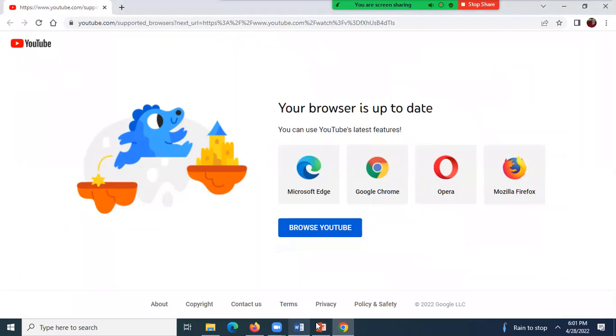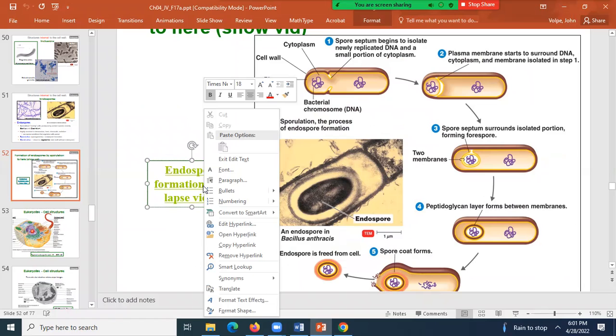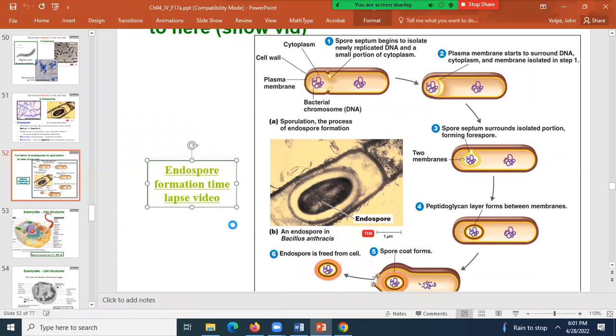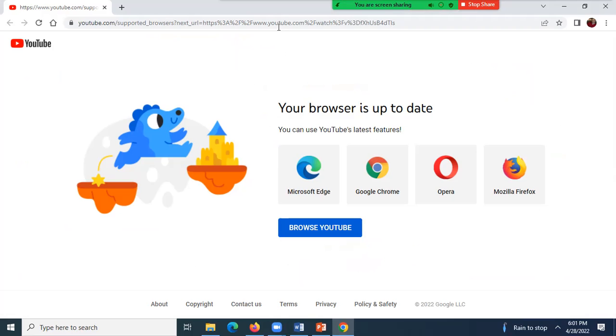Oh, shoot. Forgot it opens up the wrong page. So I got to copy that link. I think this is something new that Microsoft has done. So you can't open it directly from the PowerPoint.